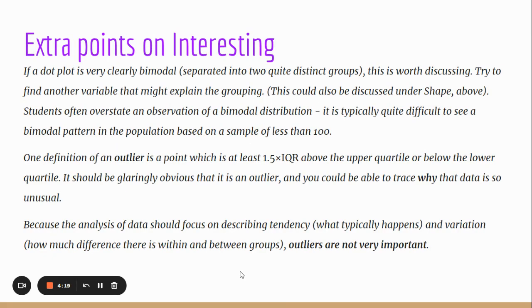If a dot plot is very clearly bimodal, then this is worth discussing. If it's not clear, then just watch out. One definition of an outlier can be to multiply the interquartile range by 1.5. But we don't need to do this. If we can see that it's an outlier, we can state that it's an outlier. If it's a long way away from the rest of the data, but it's a believable value, we can make comment about it being believable. The way we deal with our data means that the outliers don't become that important.